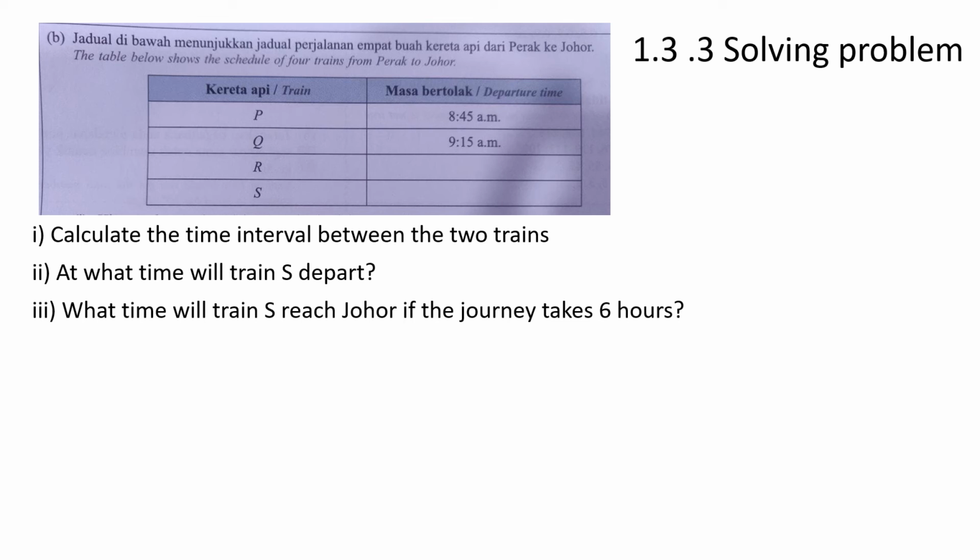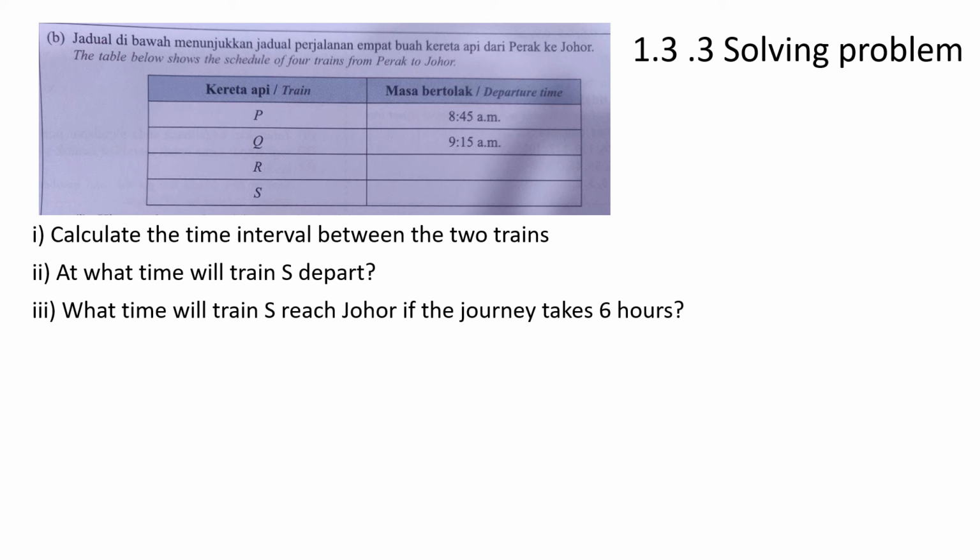1.3.3 Solving problem. The table shows the schedule of 4 trains from Perak to Johor. Ada jadual menunjukkan jadual perjalanan kereta api. First, calculate the time interval between the two trains. Hitung sela masa bertolak antara dua buah kereta api. Macam mana kita nak hitung sela masa bertolak dia? Kita lihat daripada kereta api kedua.